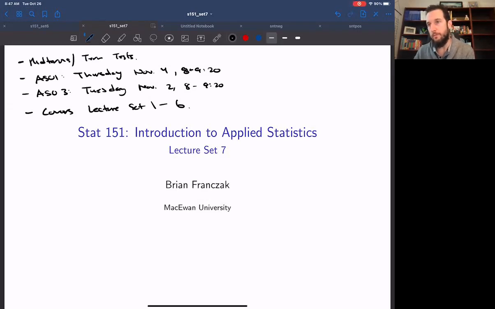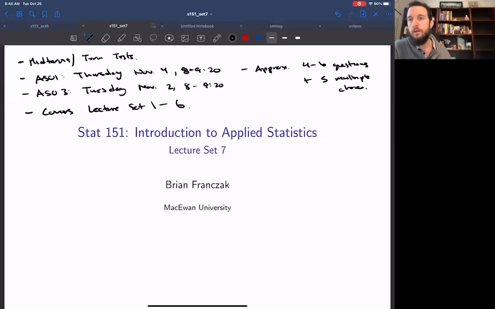Once I complete the test, I'll tell you how many questions there are. Like I said before, it's approximately, let's say 4 to 6 questions plus, like 5 multiple choice. It'll be something like that. So there's going to be a little set of multiple choice questions, and then there's going to be 4 to 6 written questions that would be the same style as what's on the sample test or what's on the practice problems.